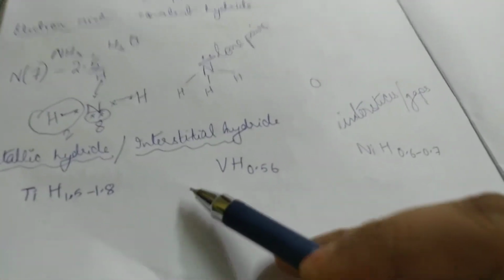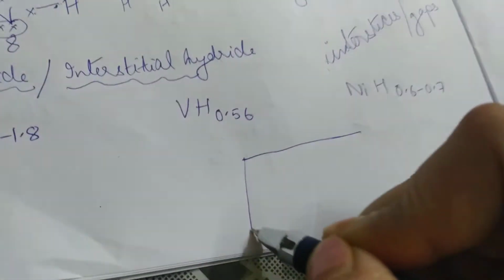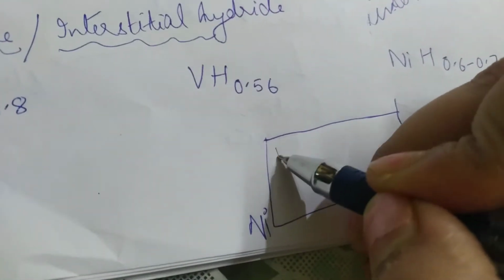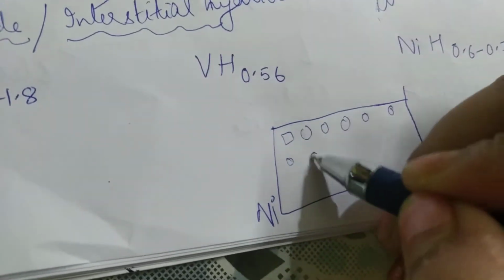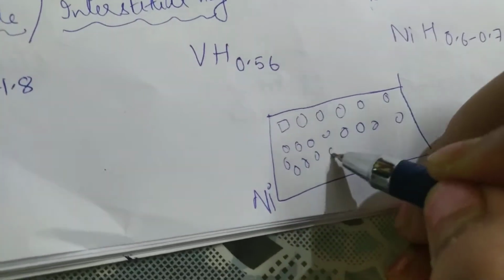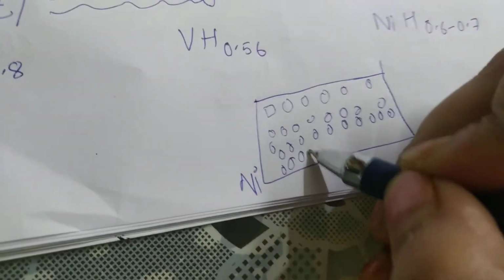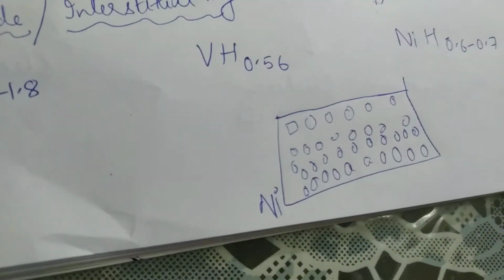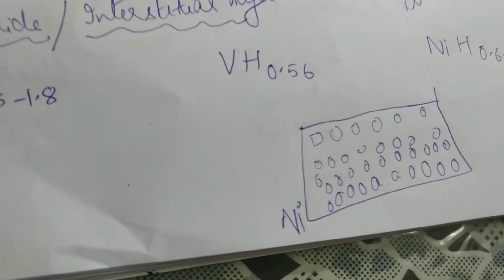How does a metallic hydride form? Suppose we have a metal crystal. Suppose this particular metal is nickel metal. The atoms you see here are atoms lying on the surface of the metal. We know that in solids, the atoms remain tightly packed. In liquids, the atoms remain in a slightly looser mode of attachment. In gases, the atoms have large intermolecular spaces between them.